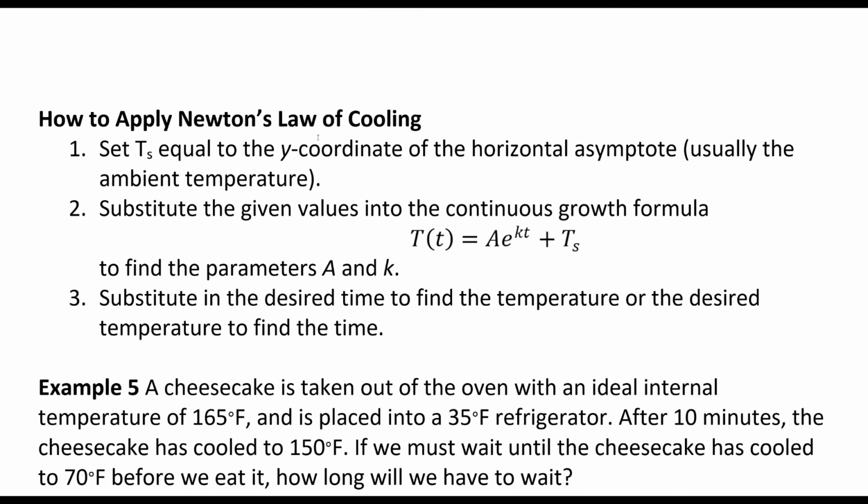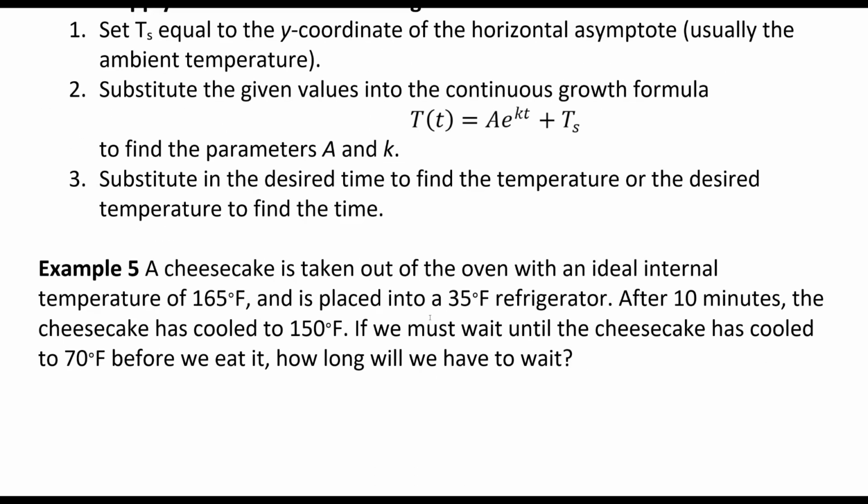So how do you apply Newton's law of cooling? Set T sub S equal to the y coordinate of the horizontal asymptote, usually ambient temperature. Substitute the given values into the continuous growth formula, T of t equals A e to the kt plus T sub S, to find the parameters A and k, and substitute in the desired time to find the temperature, or the desired temperature to find the time.